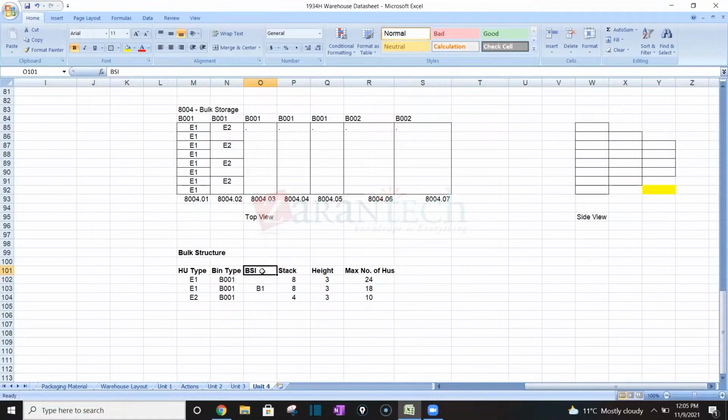Yes. Sorry, Shiva, come again. What you're saying for a bulk storage indicator? No, no. What is first? Let me understand what is the significance of this bulk storage indicator, Yogan?